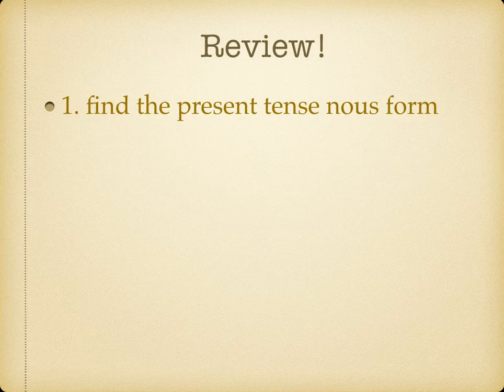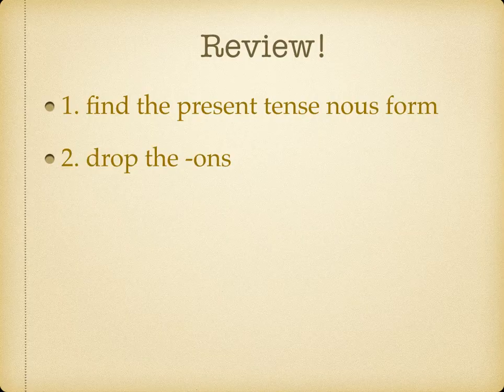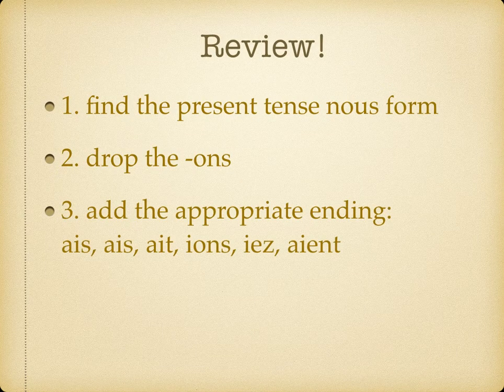Once we have the present tense nous form and we're sure that it's correct, if you don't remember the present tense nous form, you really should be studying it, but please make sure that you look it up. Then all we have to do to find the stem is drop the ONS. Whatever you have left will be the stem. From there, all we have to do is add the appropriate ending.